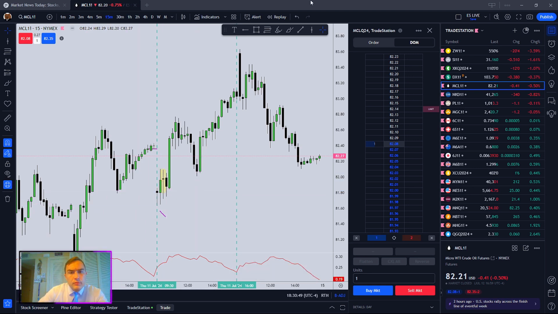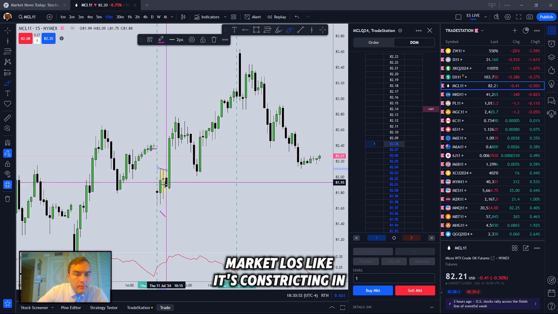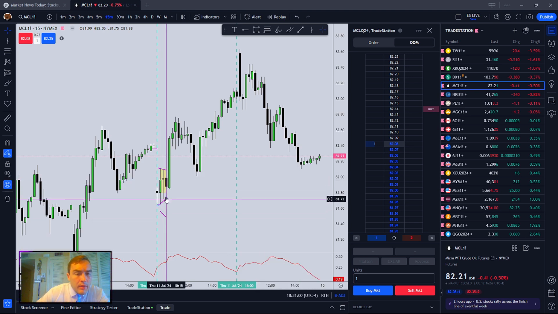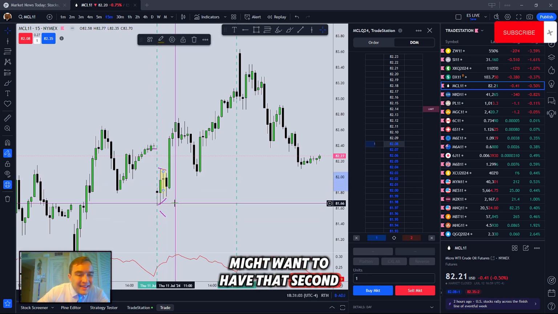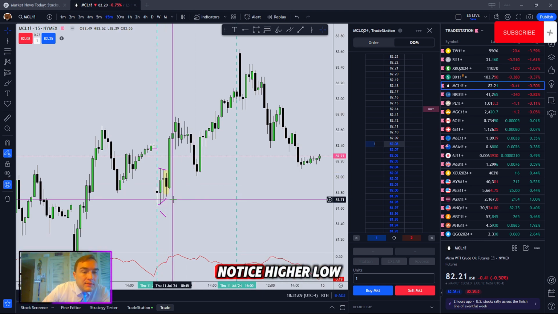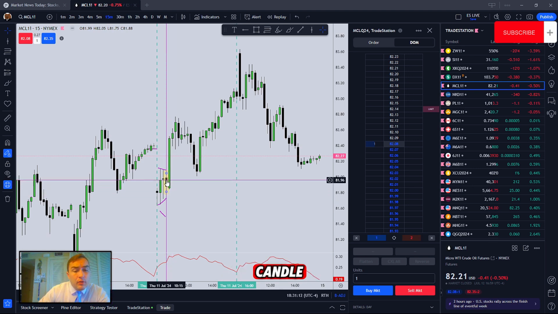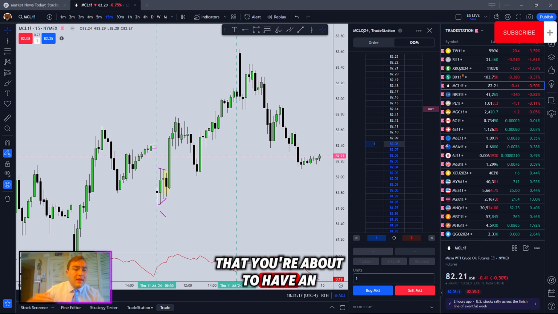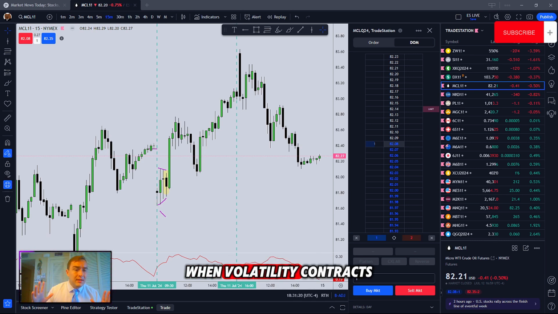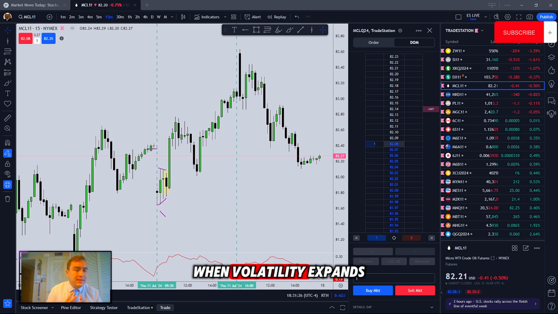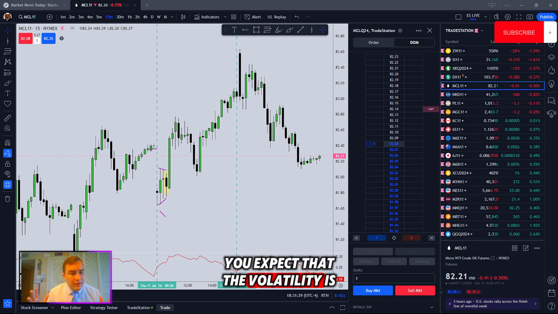Third candle. What are we starting to pick up on here? Well, the market looks like it's constricting in its volatility. That's basic candle analysis. Long-wicked candle, so the market's a little bit indecisive here. Looks like the market might want to have that second little test down. Candle number 4, we get that second little test down. But again, notice, higher low. This is what's called an inside candle. Whenever you have an inside candle, you have a contraction in volatility, making it likely that you're about to have an expansion in volatility. So when volatility contracts, you expect that volatility is about to expand. When volatility expands, you expect that the volatility is about to contract.